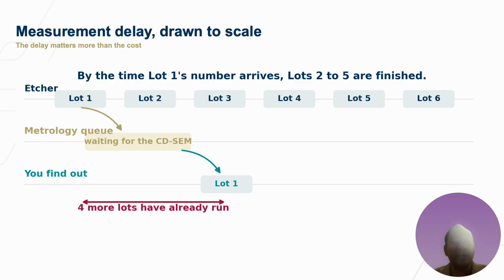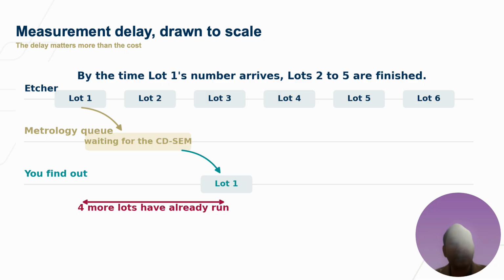Bottom row, the number arrives. And look where it arrives. 4 more lots have already run. So the feedback loop we drew so neatly in lecture 3 with the controller updating after every lot is actually a loop with 4 lots of dead time in it.